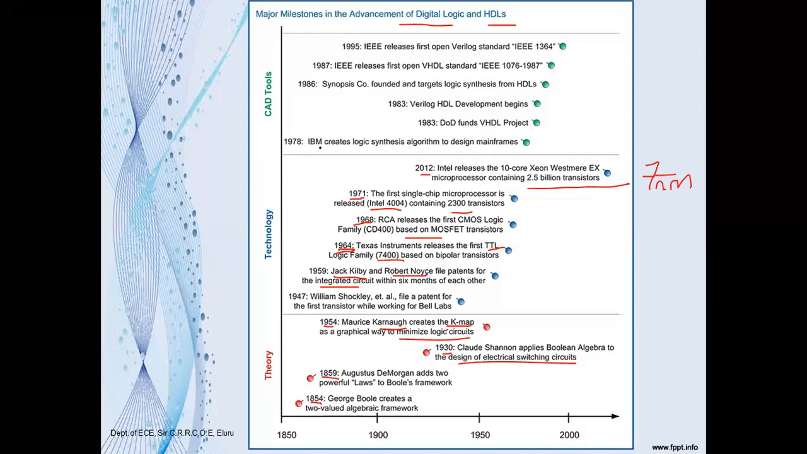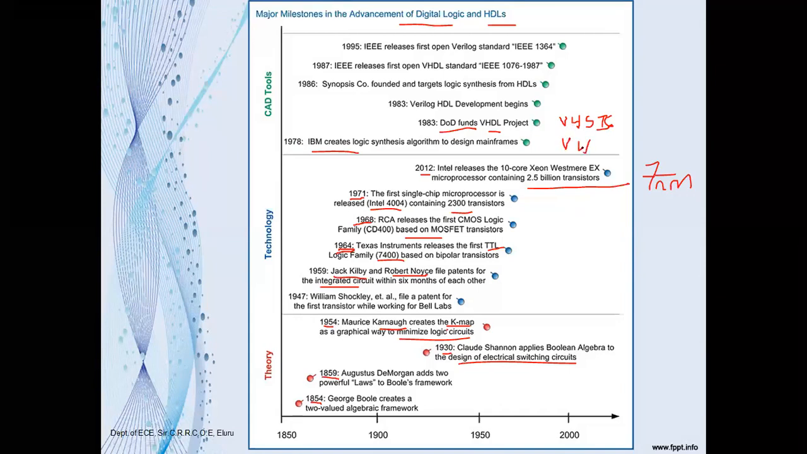In 1970, the IBM company started to create logic synthesis algorithms. They were initiated in 1970, but in 1978 they created the first logic synthesis algorithm for their IBM mainframe computers. From this, hardware description language started. The hardware description language was initiated by a project given by the US DOD, the Department of Defense, called the Very High Speed Integrated Circuit program.